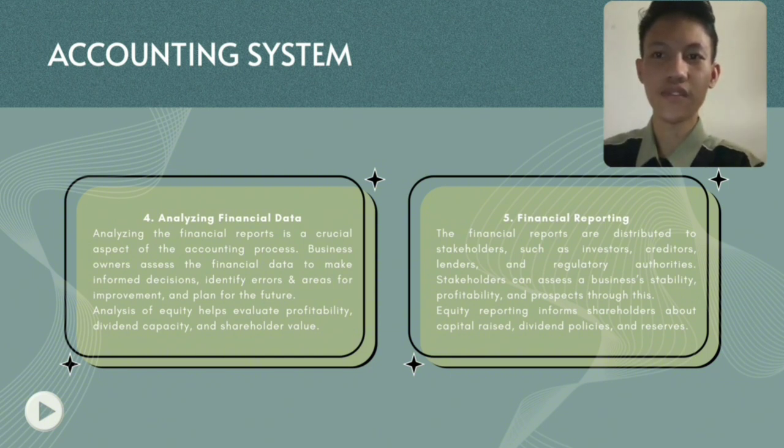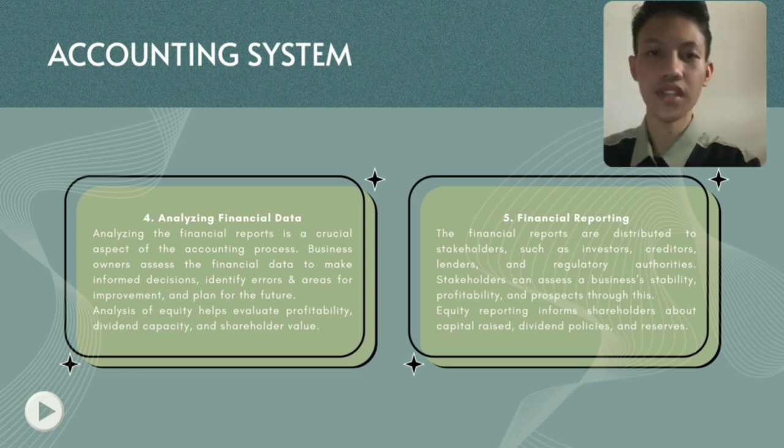The last one is financial reporting. The financial reports are distributed to stakeholders such as investors, creditors, lenders, and regulatory authorities. Stakeholders can assess a business's stability, profitability, and prospects through this. Equity reporting informs shareholders about capital raised, dividend policies, and reserves.